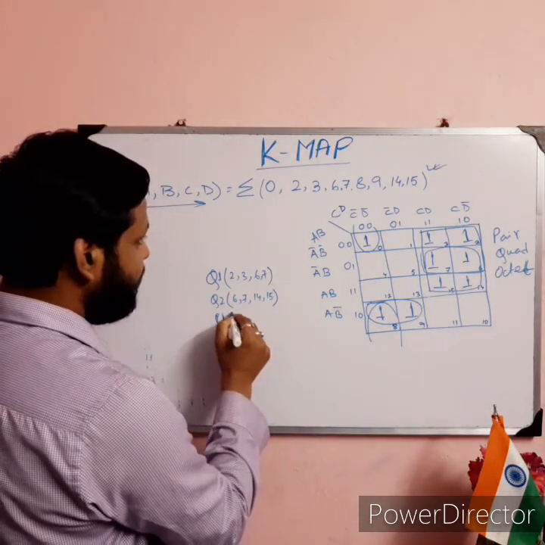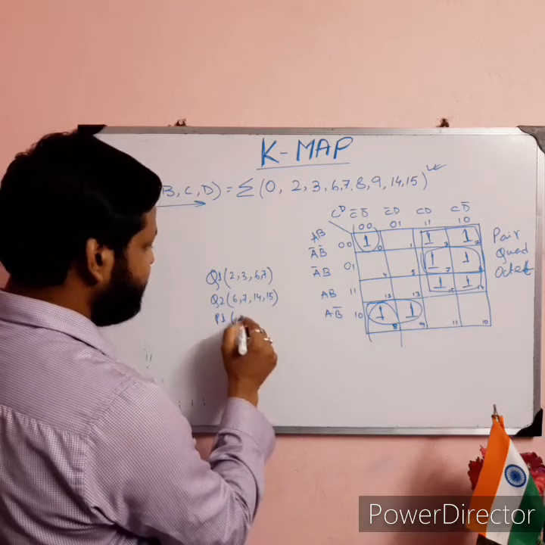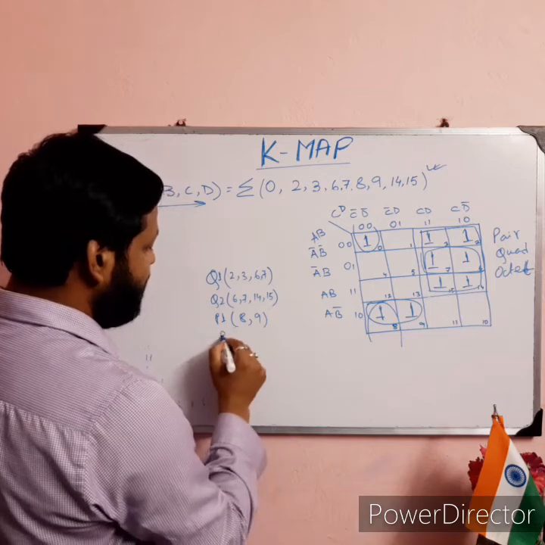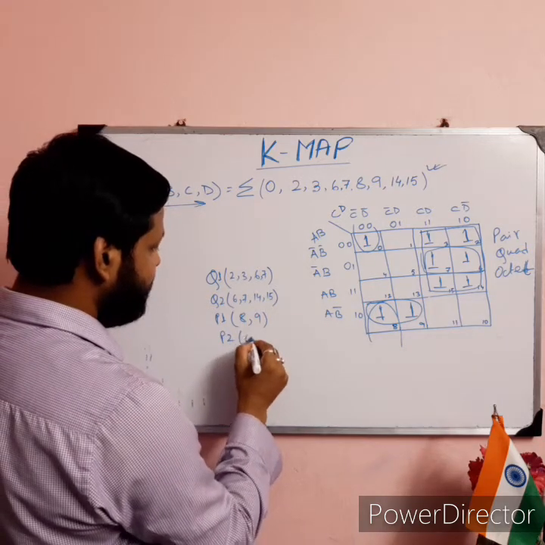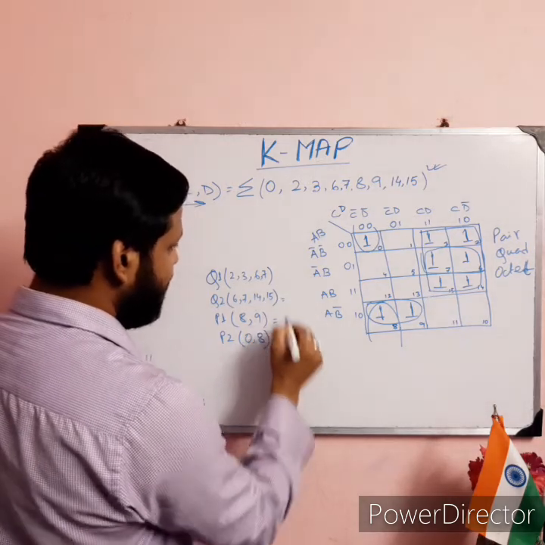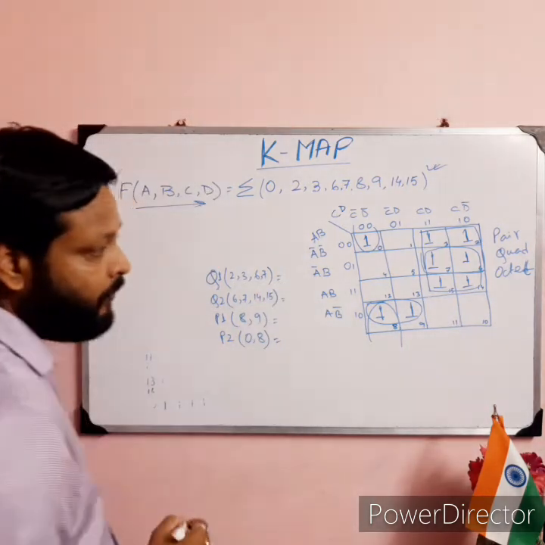Pair 1 is created by 8, 9. Pair 2 is created by 0 and 8. Now how to write down this term?